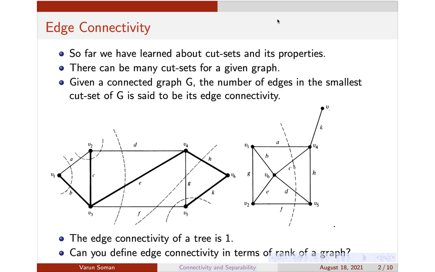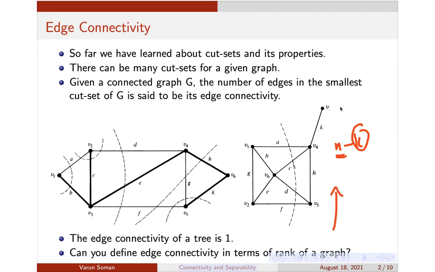One more thing I would like to say: you can also try to define edge connectivity in terms of the rank of a graph. You know that the rank of a graph is n minus k, where n is the number of vertices and k is the number of components. So how will you define edge connectivity? What does a cut set do to the rank of a graph? We have discussed this earlier.